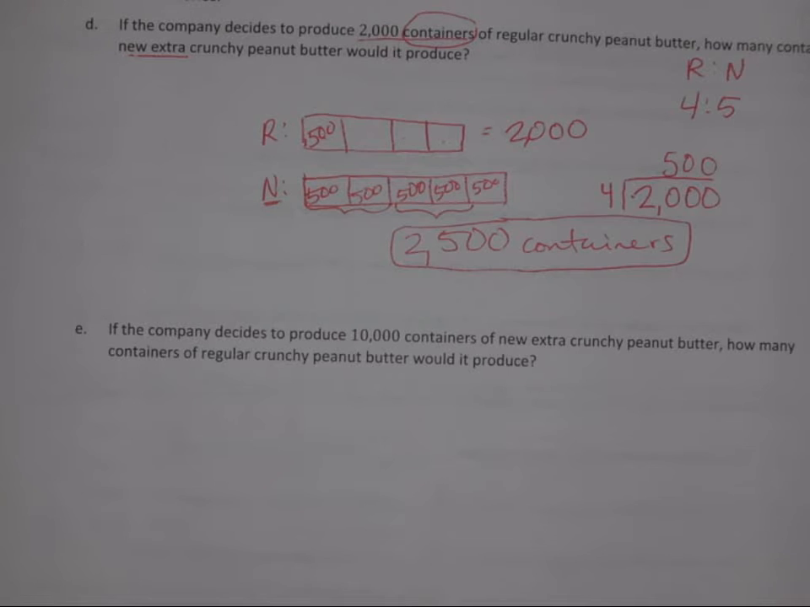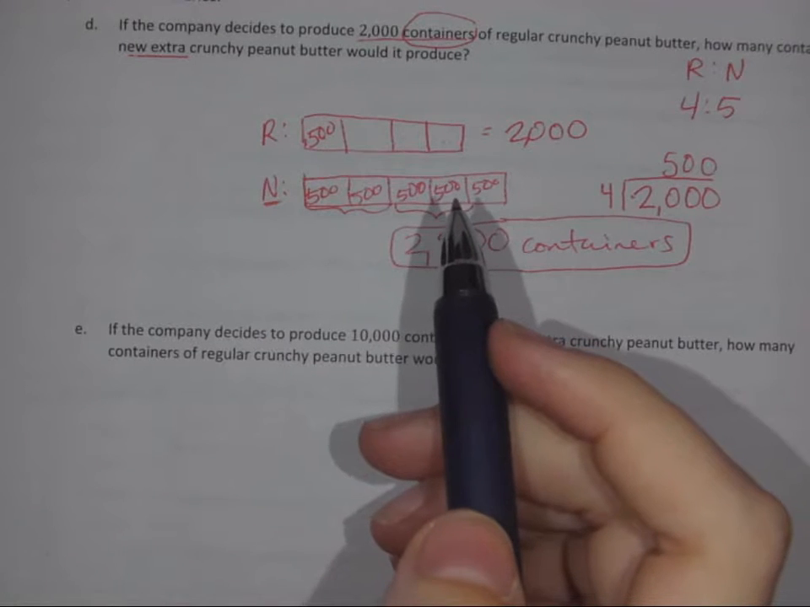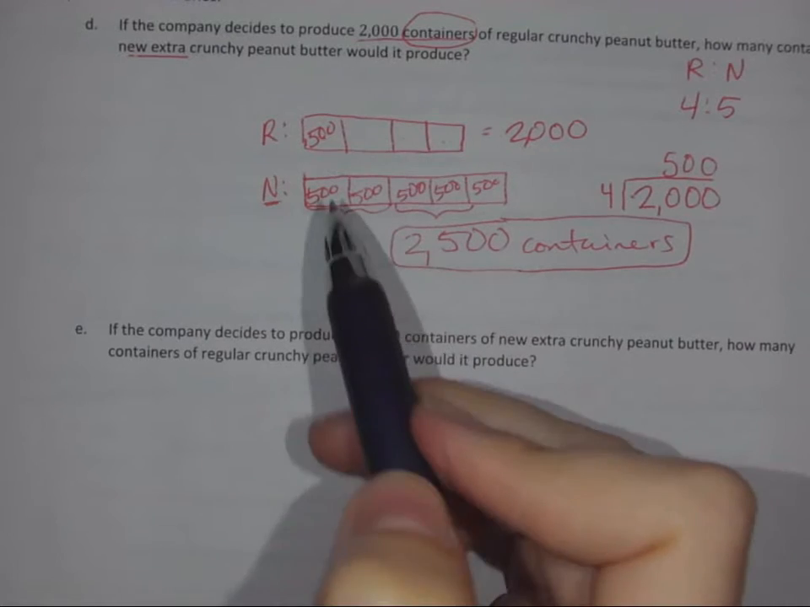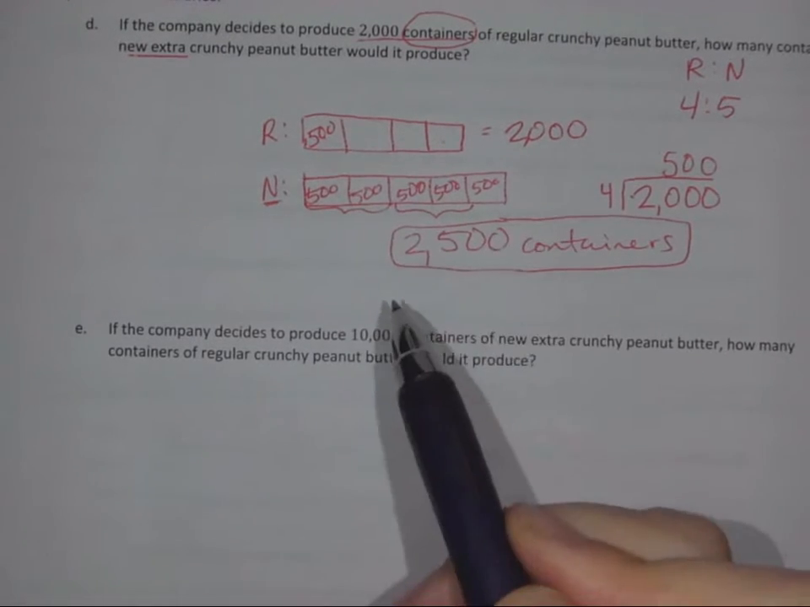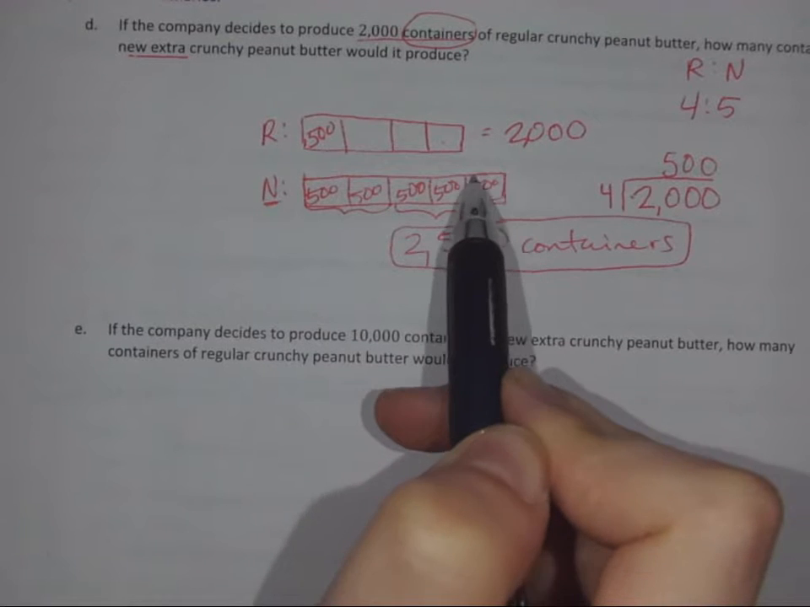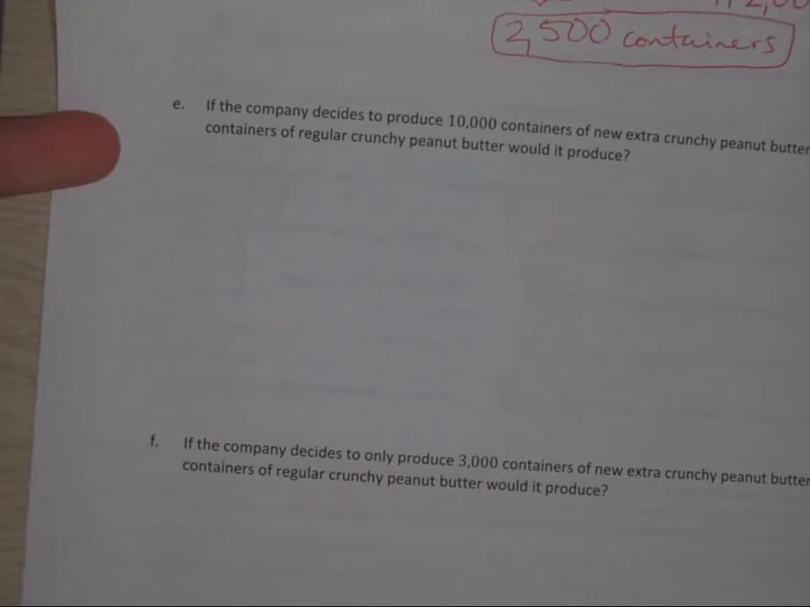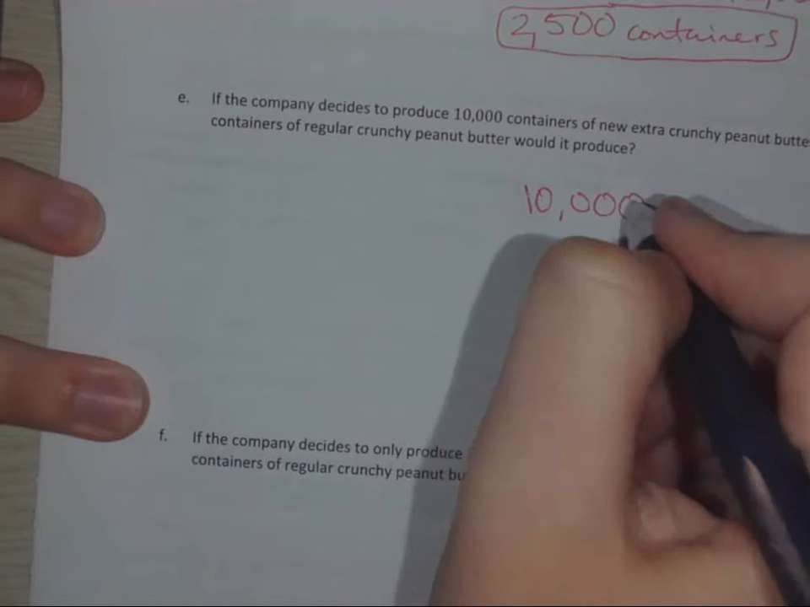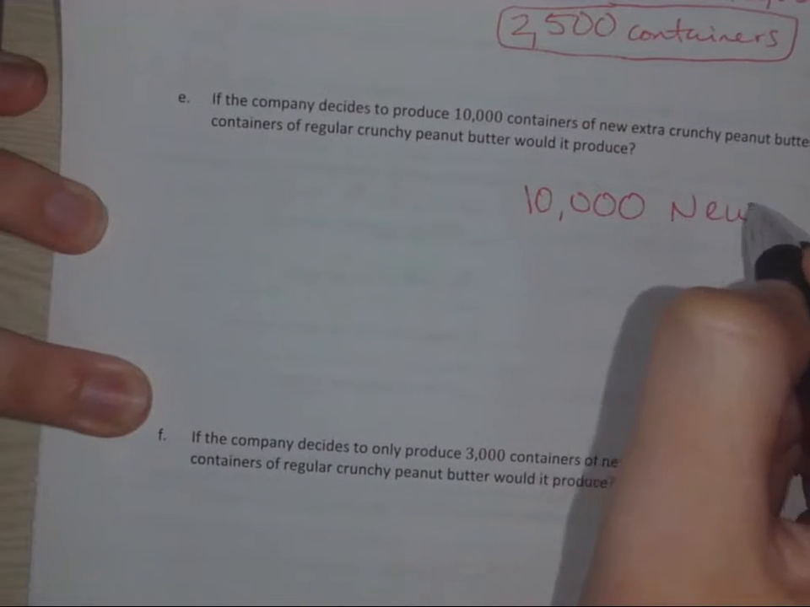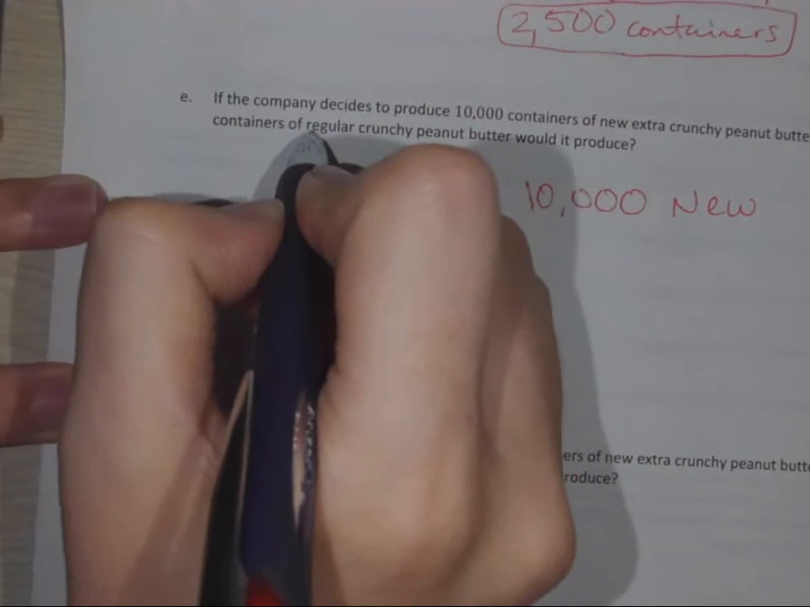You also could know that it's 2,500 because you know 4 is 2,000. And then there's no ratio. Yes, we already know up here that 4 units is 2,000, so we just have to add one more. You could do it that way too. Good. Part E. Now the company wants to make 10,000 containers of new crunchy peanut butter. How many regular ones would they make?